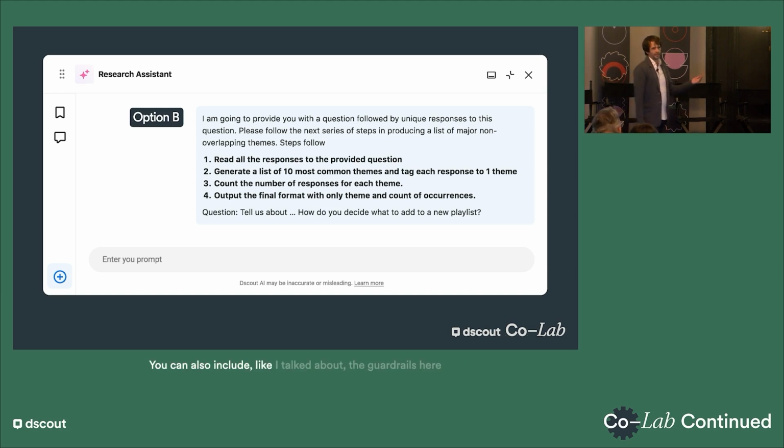You can also include, like I talked about, the guardrails here to help prevent hallucination, as well as some of the other things that I talked about. Don't use first person and use tone. Okay, so now we have two options. How do we know which one's better?